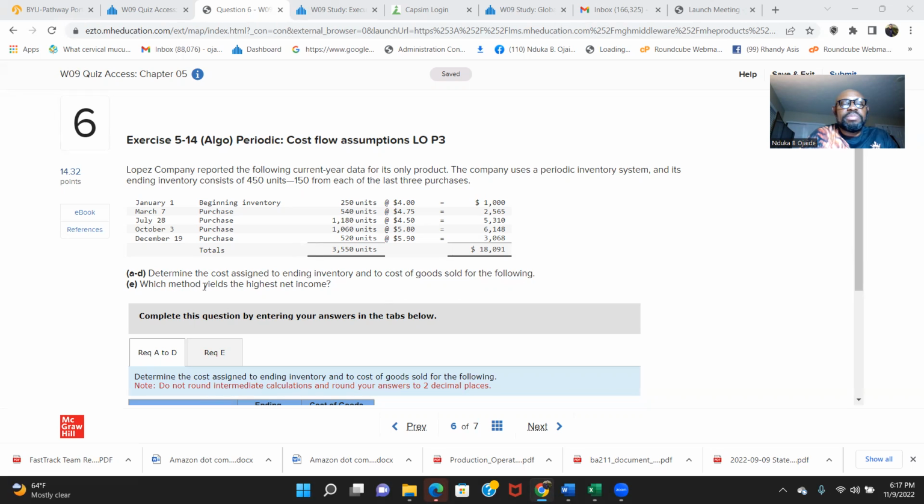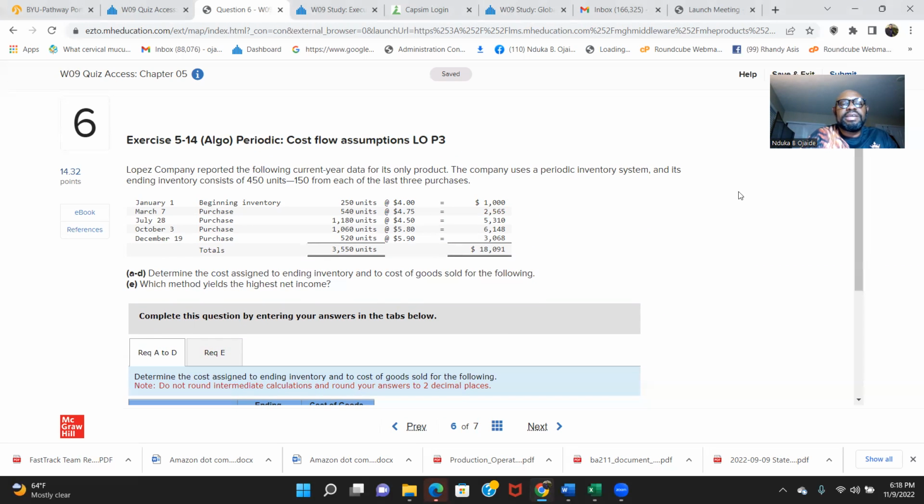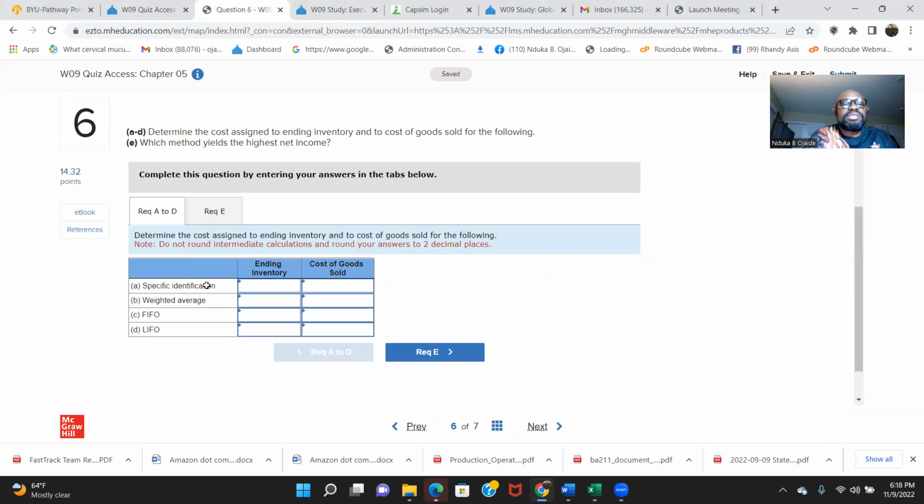And then the second one says, which method yields the highest net income? Now, to be able to do that question, what the question wants us to do is apply these 4 methods of calculating cost of purchase and cost of goods sold against this inventory here. So the first method is specific identification.